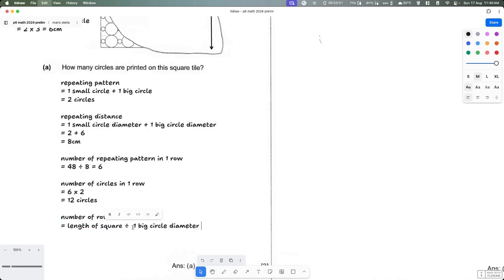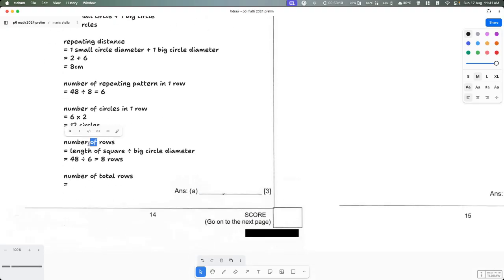Okay, so in this case, the big circle diameter is 48, and we divide it by 6, which is equal to 8 rows. And then lastly, the number of total circles is equal to the number of rows times the number of circles in one row. This will equal 8 rows times 12 circles, which is 96 circles. There you go. So the total of circles is 96.